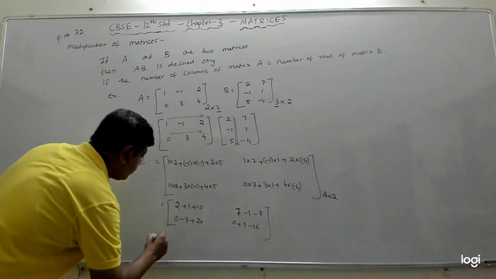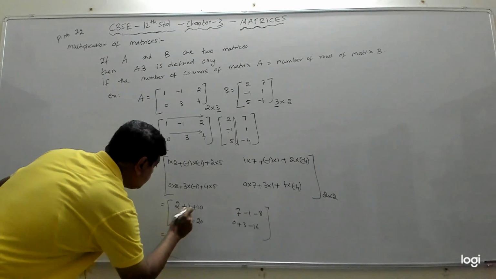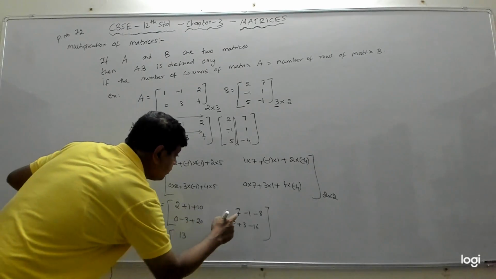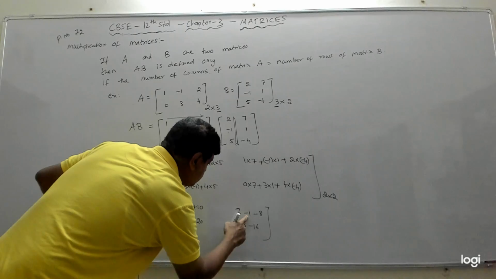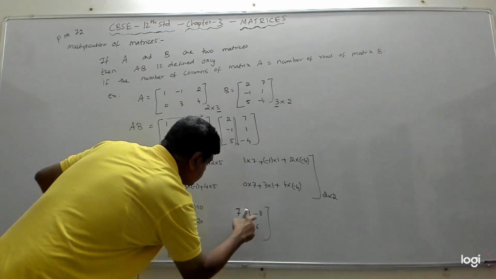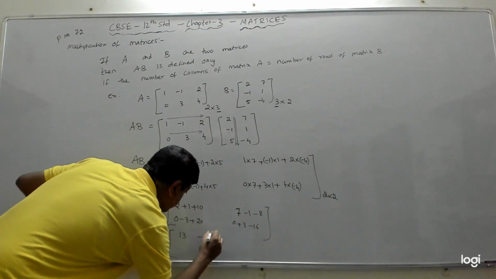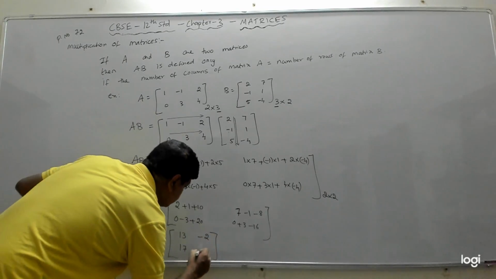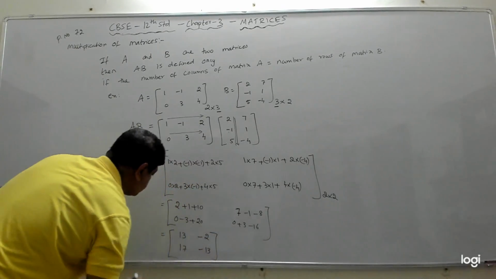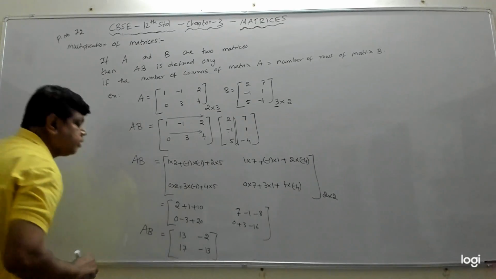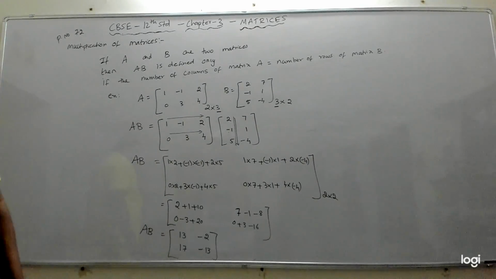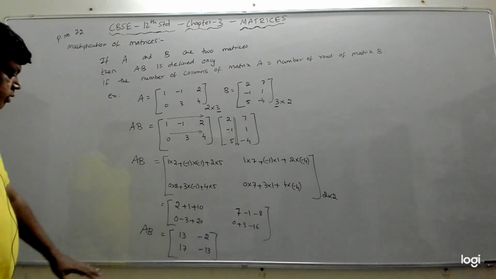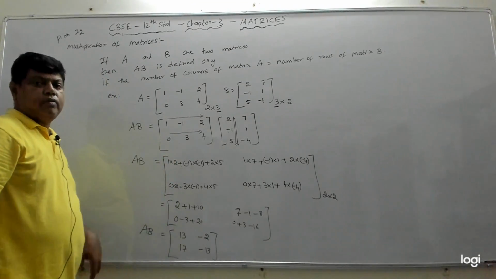Now if you do this, finally what do we get? We get 2 plus 1 plus 10, so 13. This is 7 minus 1 is minus 6. Then 6 minus 8 is minus 2. Then this is 17 and this gives you minus 13. So this is your product of the matrix A into B. Your AB matrix is the resultant of this.